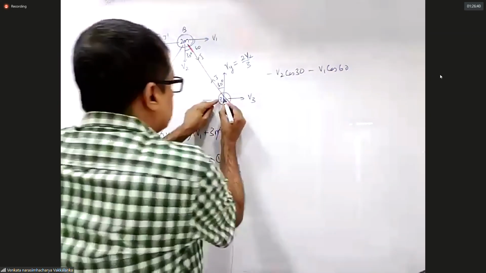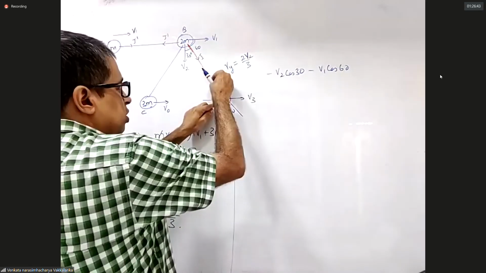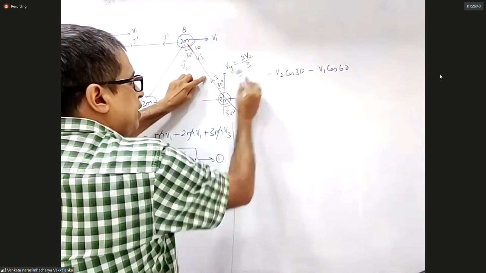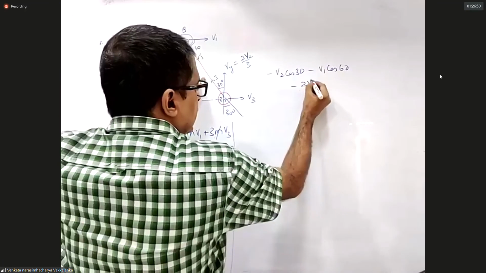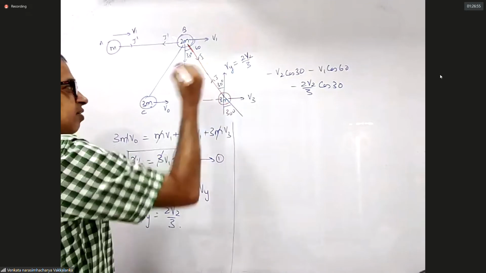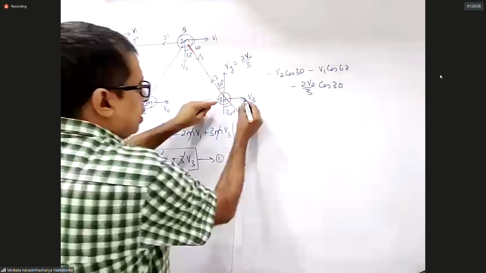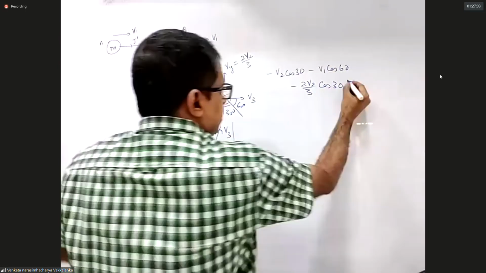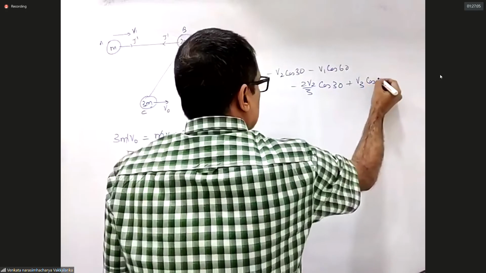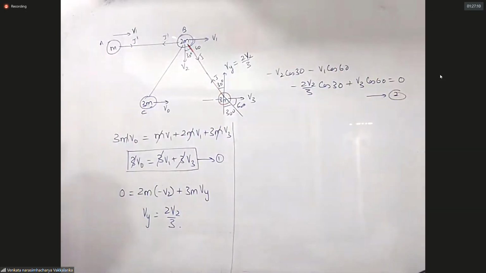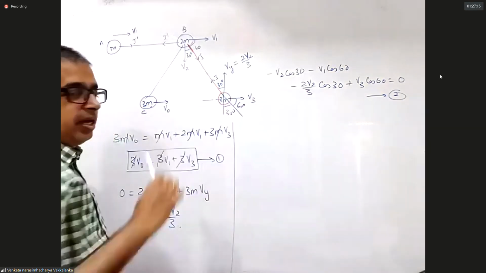Come to this. Vy along this direction. Vy I will not carry because I eliminated the variable. 2v2 by 3 cos 30 minus 2v2 by 3 cos 30. Why? That is also towards the center of the segment. V3, this angle is 60 degrees, moving away from the center of the segment. V3 cos 60, sum total is 0. This is my second equation. You should be completely convinced of this.